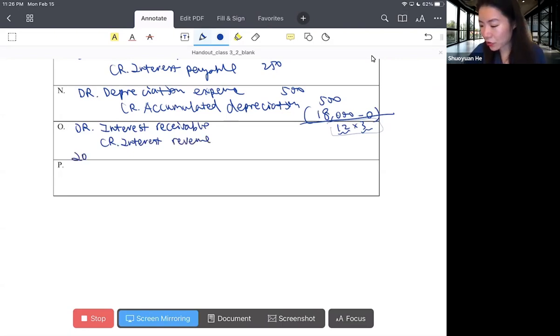So the principal is 20,000, and then interest rate 12%. And then this 12% is for a year. So each month is 1/12. And now we have a half a month. So the interest is 100.